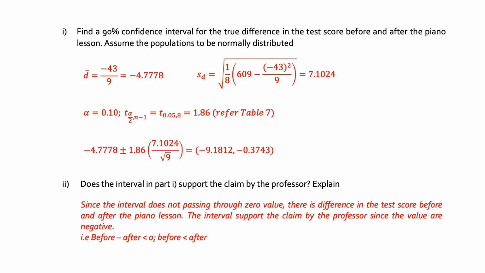So how to interpret the interval? Since the interval does not pass through zero value, there is difference in the test score before and after the piano lesson. So you can look, the interval value was negative. So it means that before minus after we get the value less than 0. So the score before were less than the score after piano lesson.